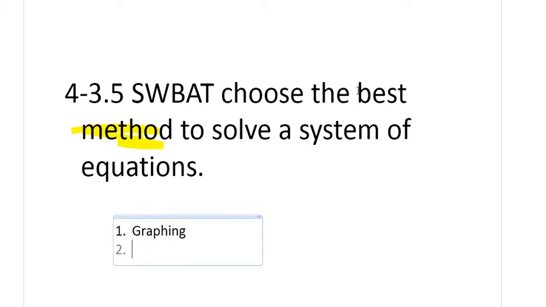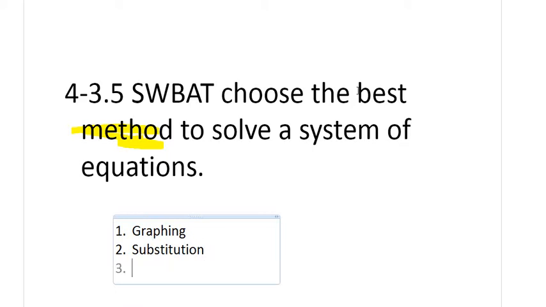The second one that we worked with was substitution. Substitution is really important and necessary, actually, that one of our equations is solved for one variable, whether that's x or y, it didn't matter at that point. As long as we knew that one of the equations was solved for a variable, we could then substitute what that was equal to into the other equation and move forward.